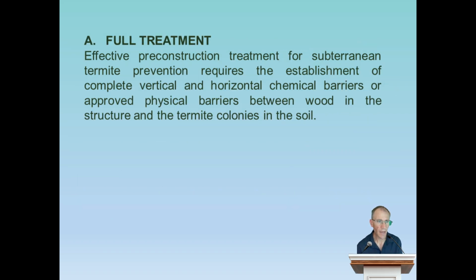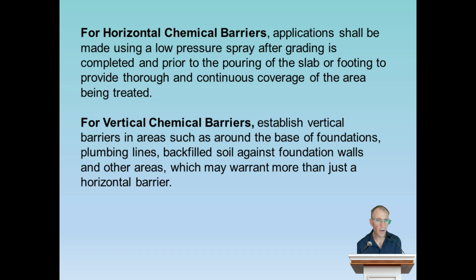A. Full treatment. Effective pre-construction treatment for subterranean termite prevention requires the establishment of complete vertical and horizontal chemical barriers or approved physical barriers between wood and the structure and the termite colonies in the soil. For horizontal chemical barriers, application shall be made using a low-pressure spray after grading is completed and prior to the pouring of the slab or footing to provide thorough and continuous coverage of the area being treated.